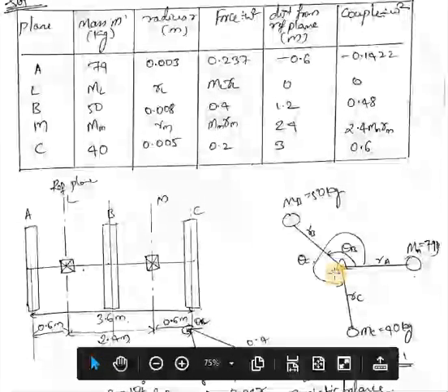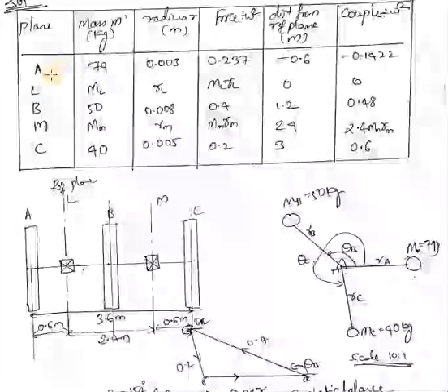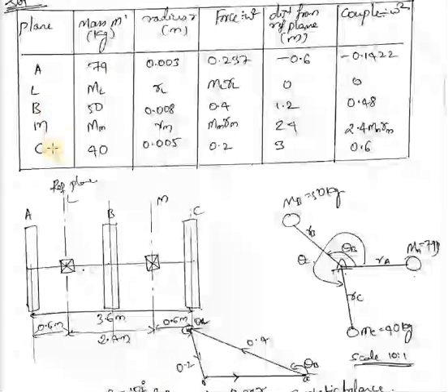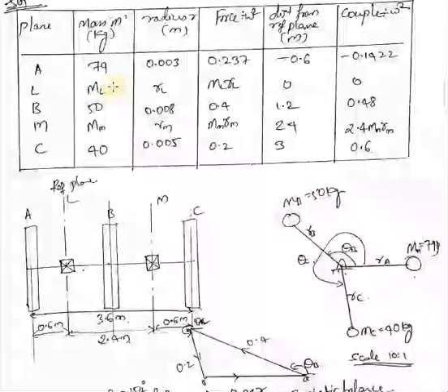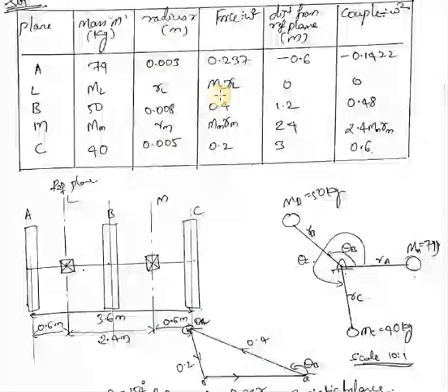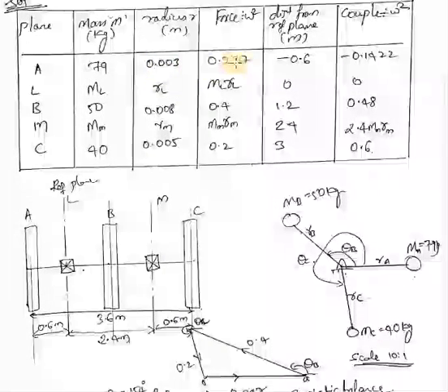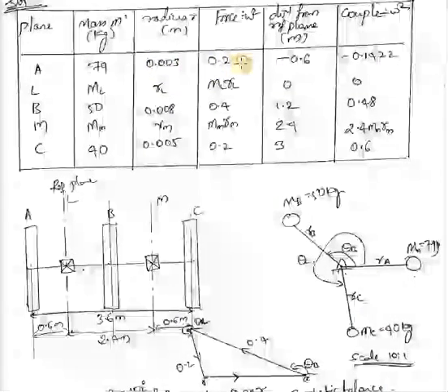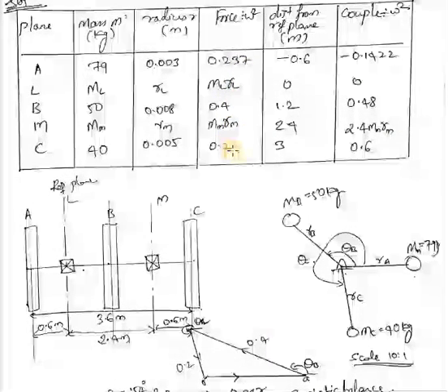Then you need to construct the tabular column. In the first column, write the planes namings A, L, B, M, C, and second column masses, which he has given for A, B, C. Then a radius of rotation. Force you need to calculate, that is M into R. So it is 0.237 for mass A, MLRL 0.4, MMRM and 0.2.